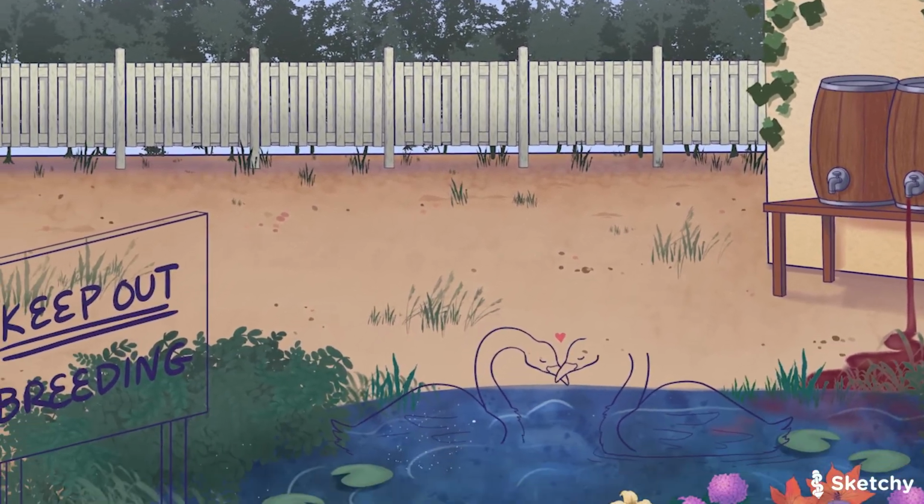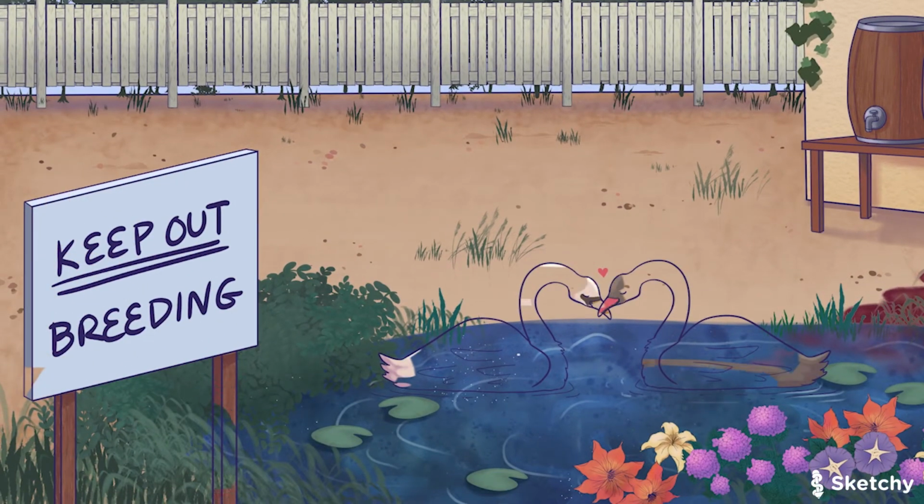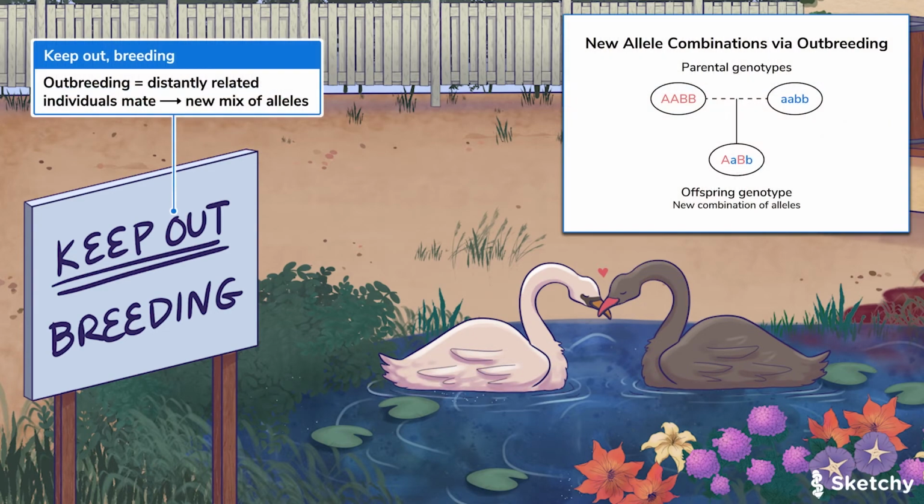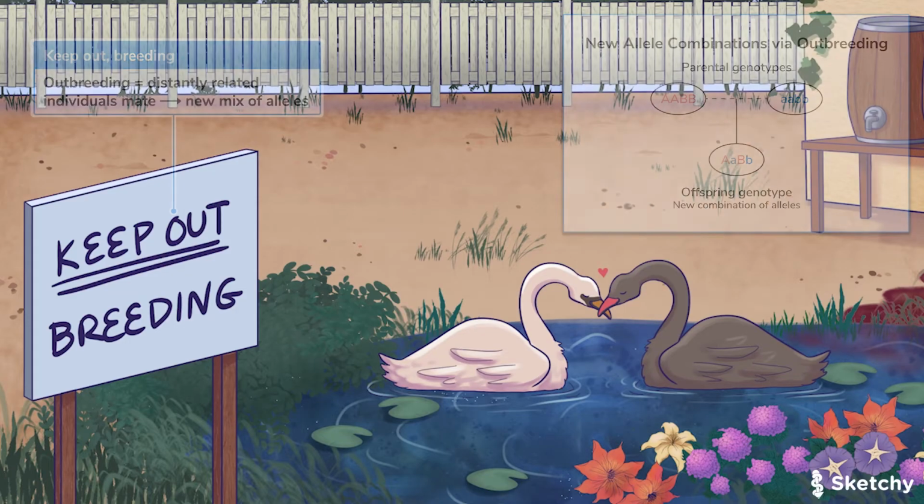Yikes, these two swans need us to keep out so that they can outbreed. Outbreeding is when distantly related individuals mate. If the two individuals are from different populations, outbreeding can introduce new genetic information to a population. Even if they are from the same population, their offspring could carry a unique combination of alleles. Alright, let's give these lovebirds some privacy.